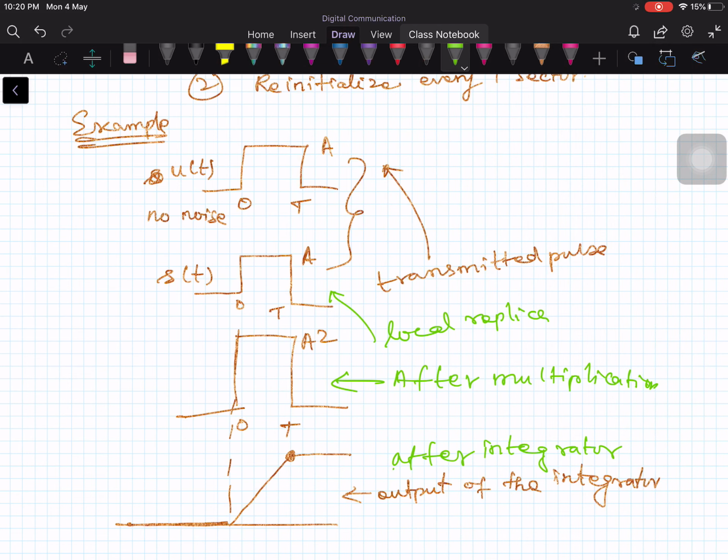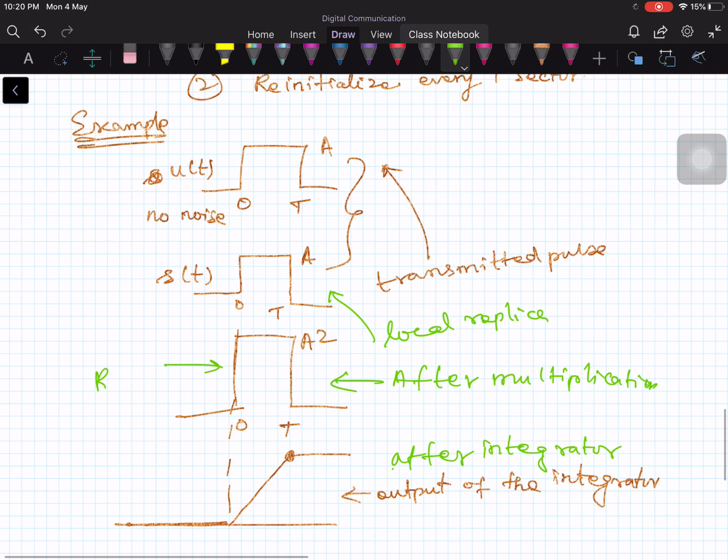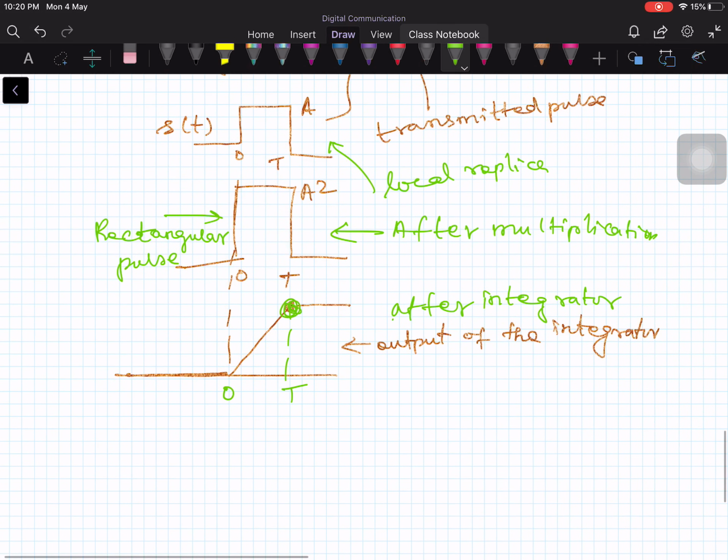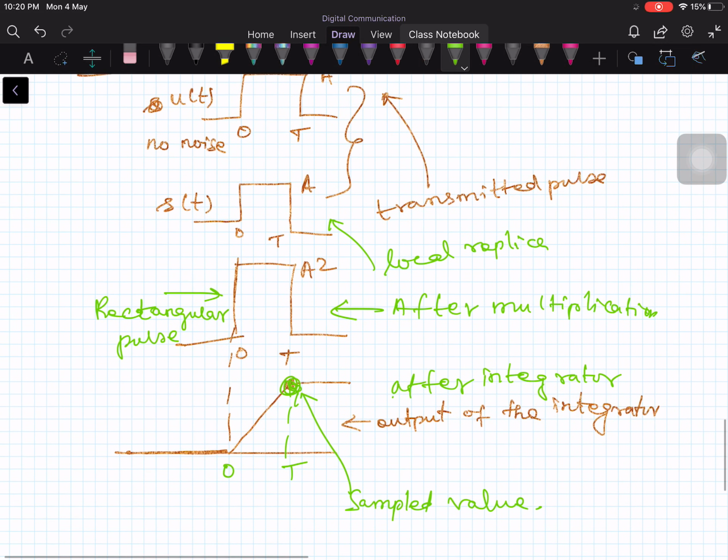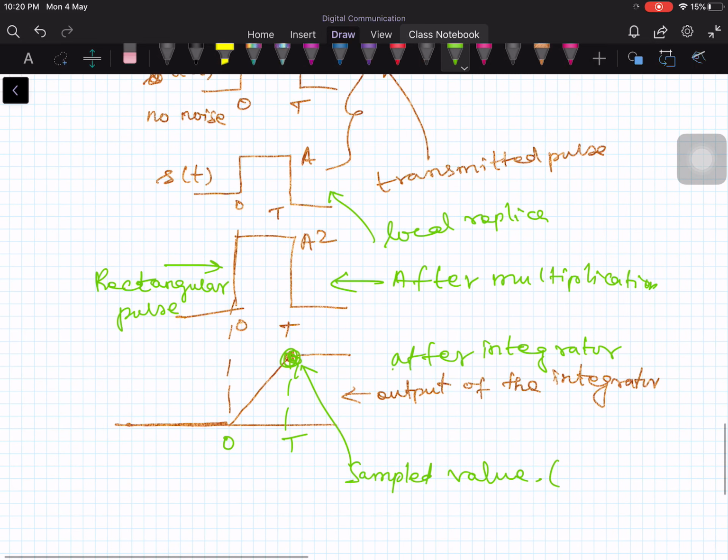Therefore you multiply the two and integrate. The product will be a rectangular pulse again, and you build up the integration like that from 0 to capital T. Okay, and you want to sample this. You are sampling at this point. This is the sampled value. So if the transmitted pulse was positive and the replica is positive, the sampled value will also be positive.